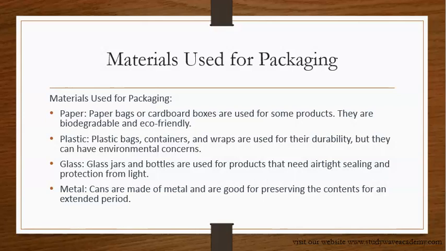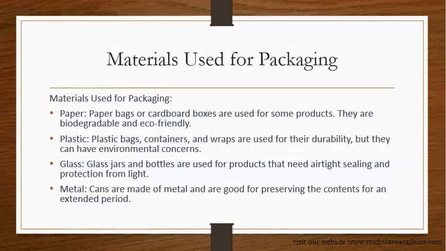Glass. Glass jars and bottles are used for products that need airtight sealing and protection from sunlight. Metal. Cans are made of metals and are good for preserving the contents for an extended period. So these are materials used for packaging: paper, plastics, glass and metal.